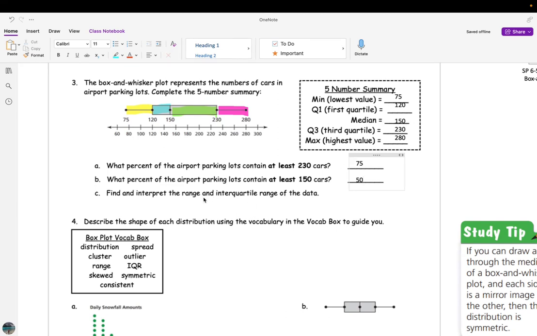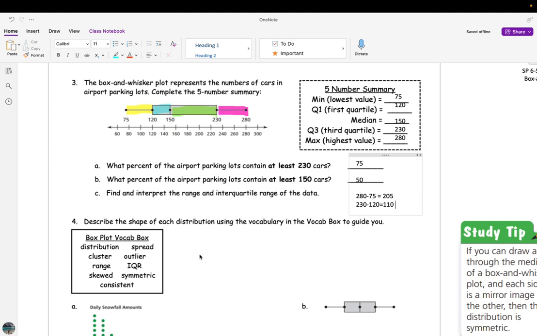Okay, so range and interquartile range. I can just see from here. So my range is going to be my max, take away the min. So just over 200. And then my interquartile range, I'm going to have Q3, take away Q1. And that's going to be 110.